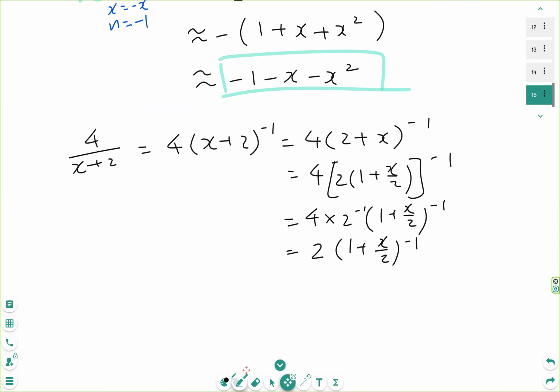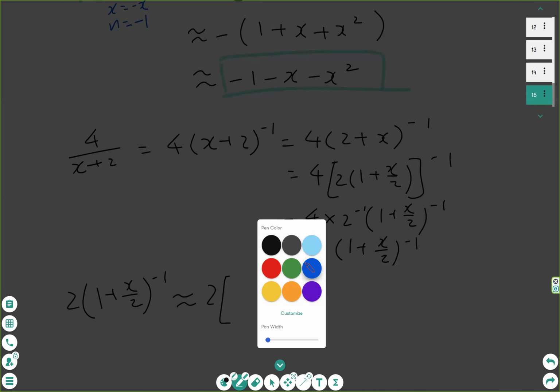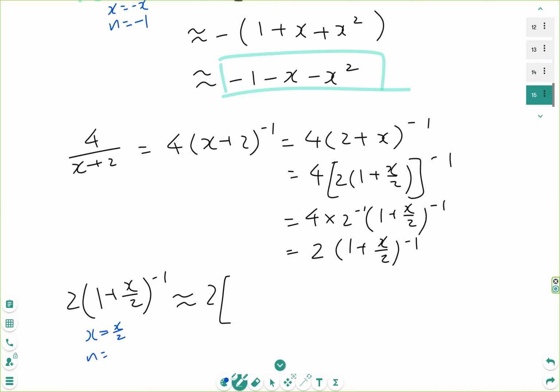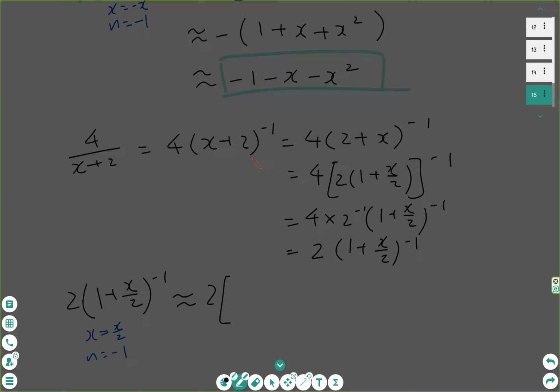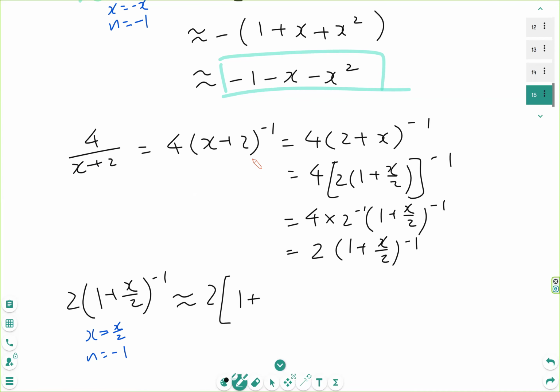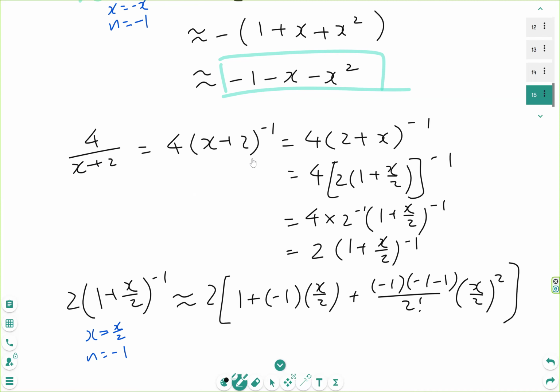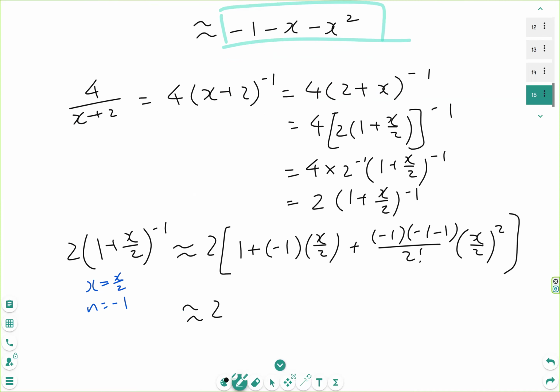So let's do the expansion. 2 times 1 plus x over 2 to the power of minus 1 is equivalent to 2 times, again I like to write x, so x is x over 2 and my n is minus 1. So 1 plus nx plus n times n minus 1 over 2 factorial x squared. Let me expand the bracket. As simplified terms, 1 minus x over 2.